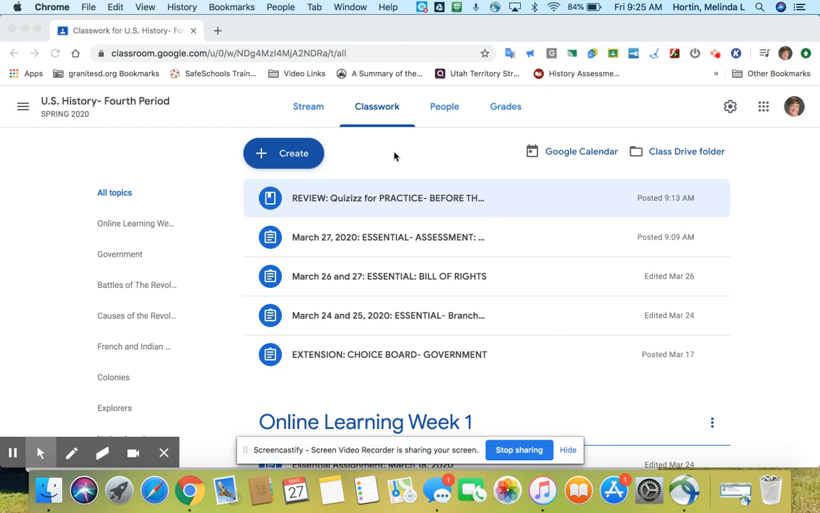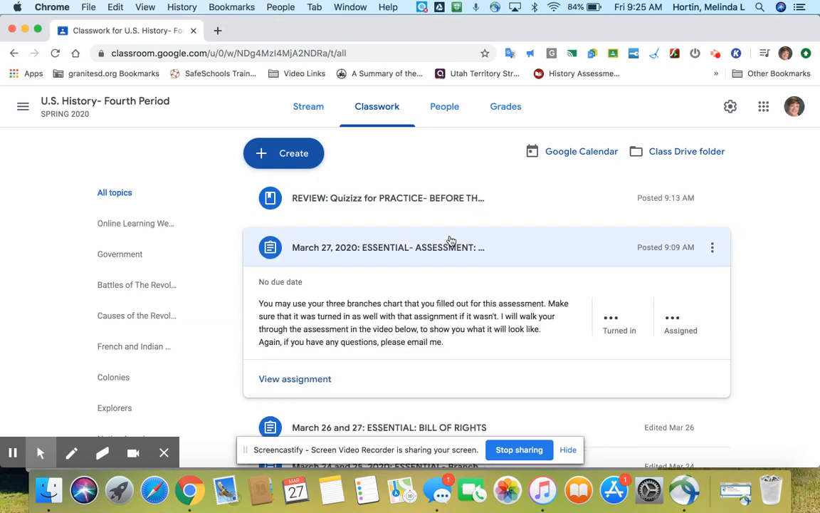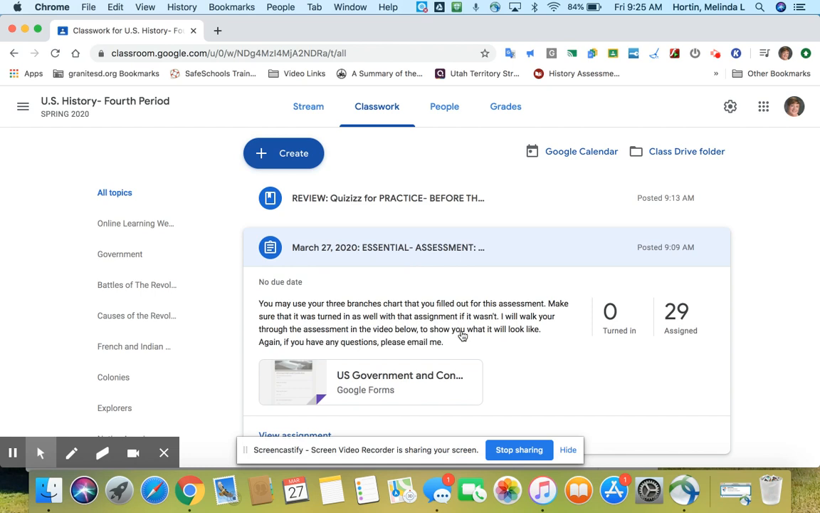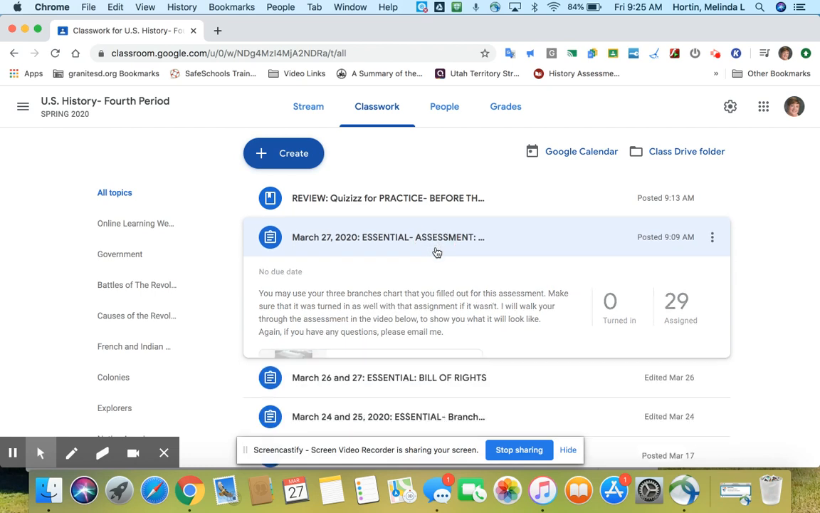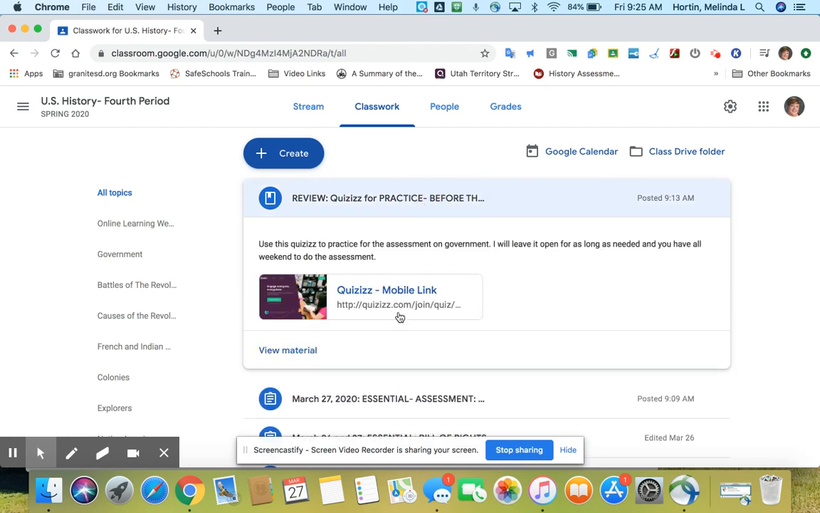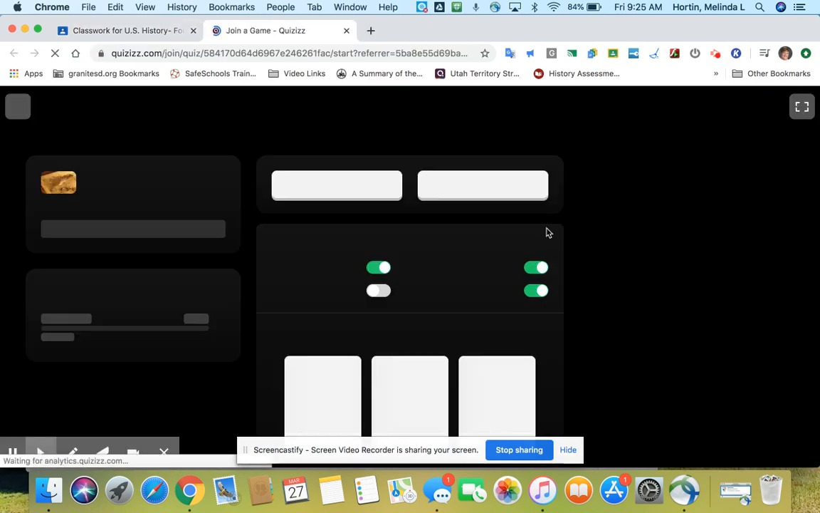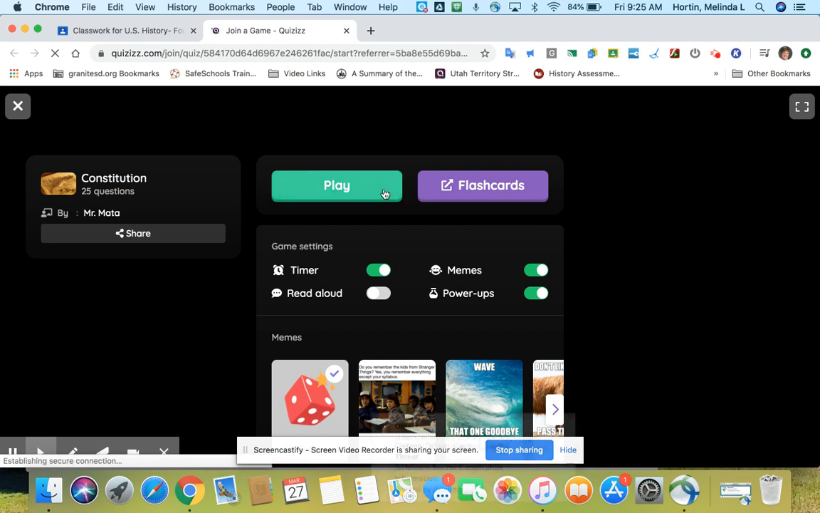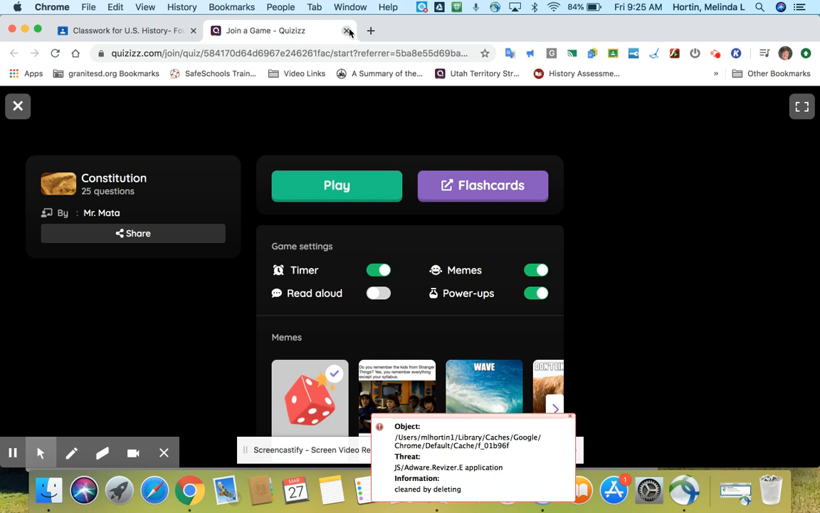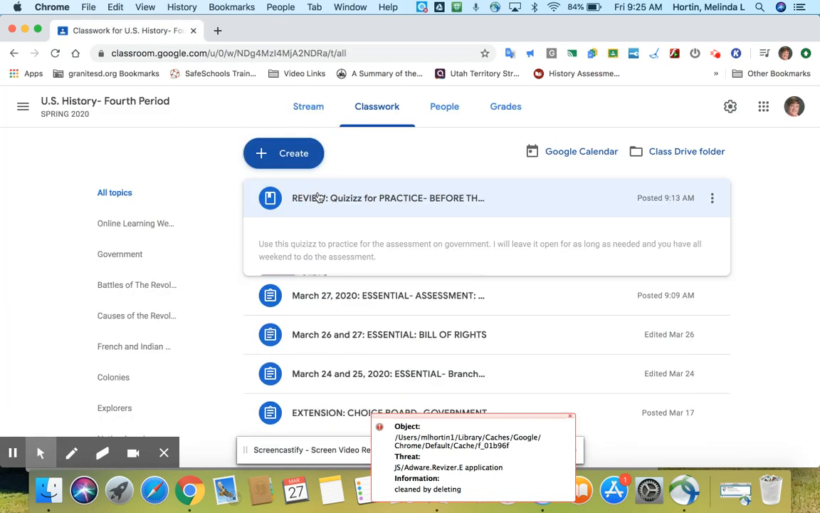So I'm on Google Classroom, or at least for fourth period. Fifth period, it should look exactly the same. And I'm looking at this assignment right here, which is the essential assessment for government. Before you do this, I want you to go up here and do the quizzes. It is a practice quiz, so you don't have to do anything. You can just click play, and there's 25 questions. If you can answer those questions really, really well, you're set. You're good to go for the assessment.